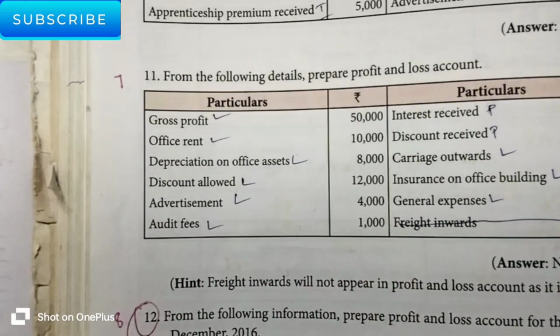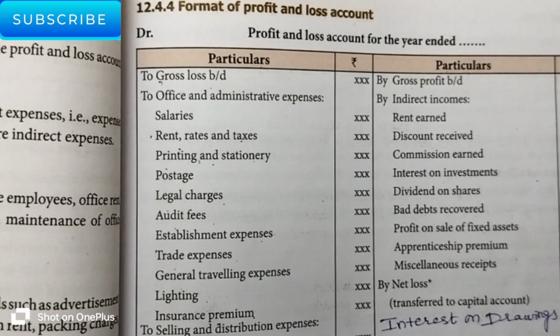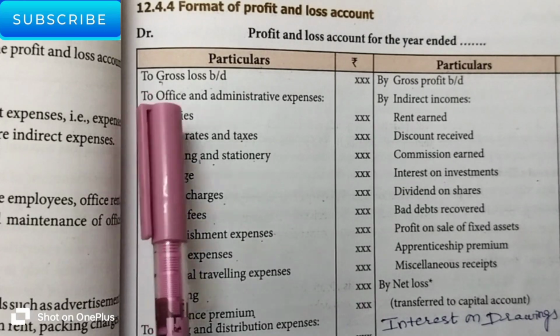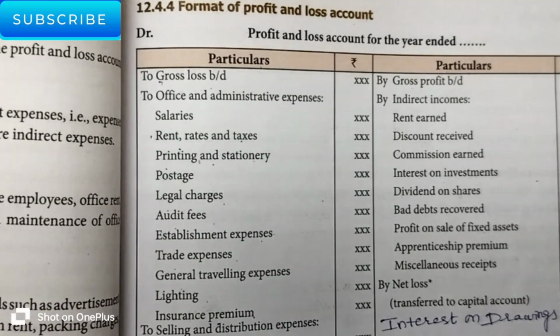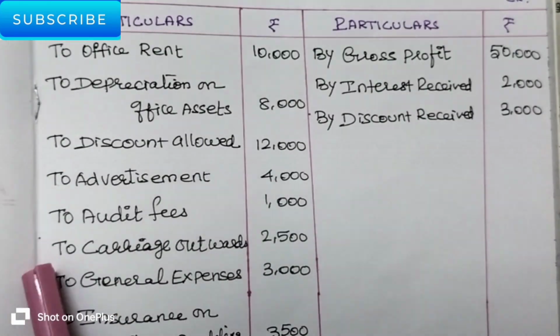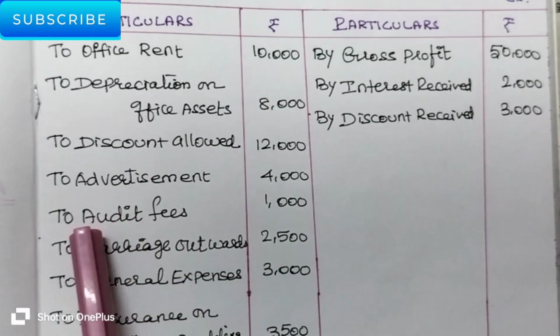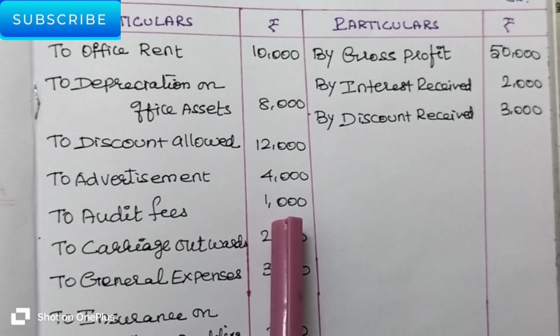Audit fees 1,000 rupees. As per the format of the profit and loss account, audit fees comes under the heading of office and administrative expenses. So audit fees is an expense, it is to be debited on the profit and loss account. So we debited audit fees 1,000 rupees on the profit and loss account.